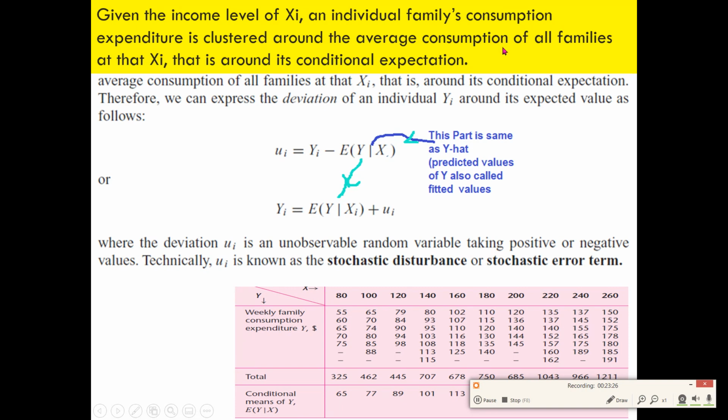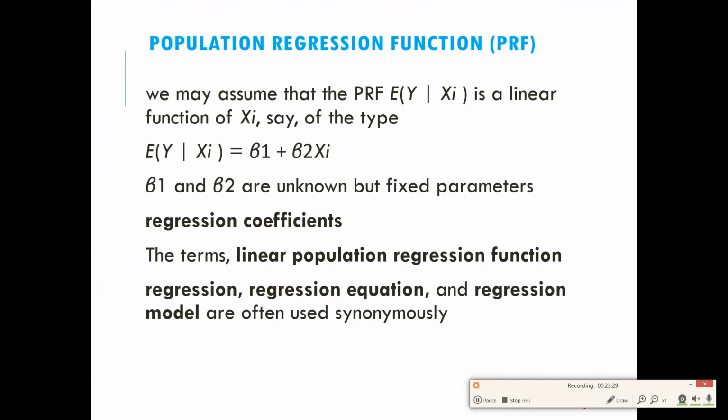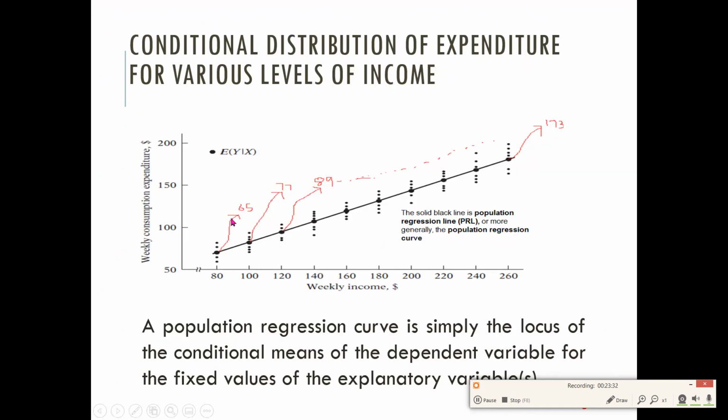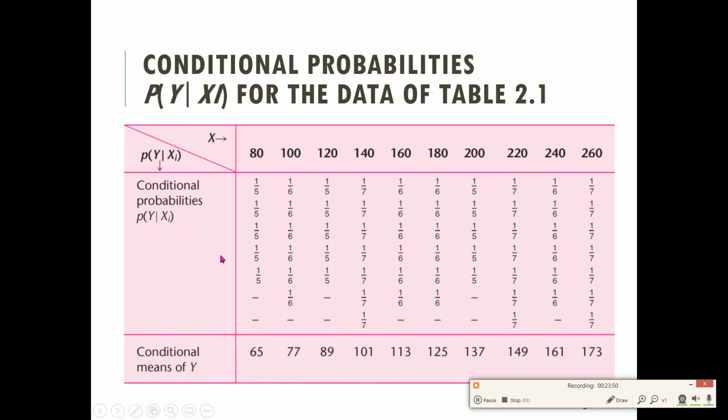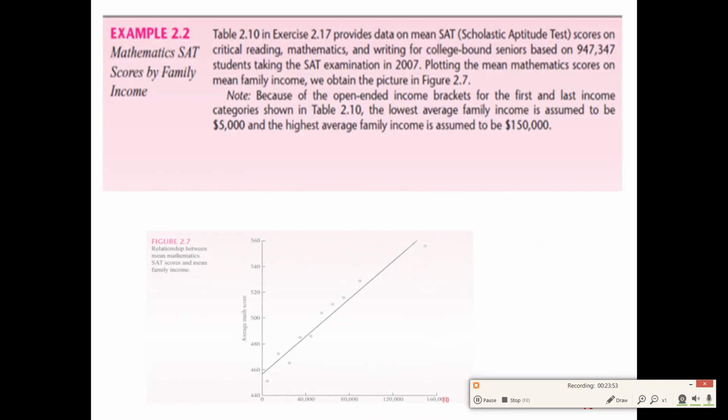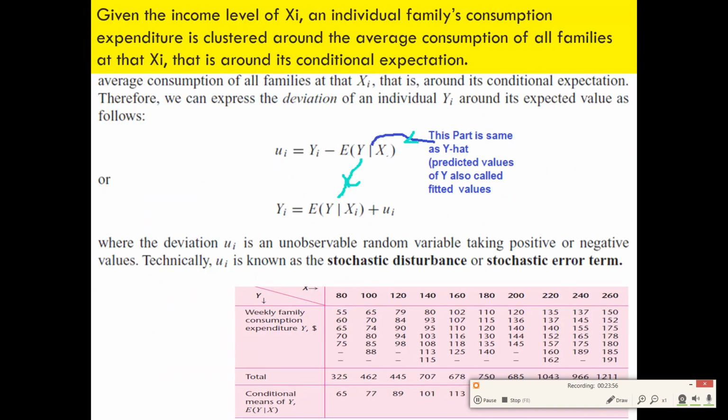explanation. Just look at that diagram once again, the population regression function. You see this particular solid line, the conditional expectation, you can see that the smaller dots are all clustered around this big dot, which is the conditional expectation, right? So this is what is being said here. Coming back to this explanation, given the income level, an individual family's consumption is clustered around the average consumption or the conditional expectation, right? So that's what we are saying.